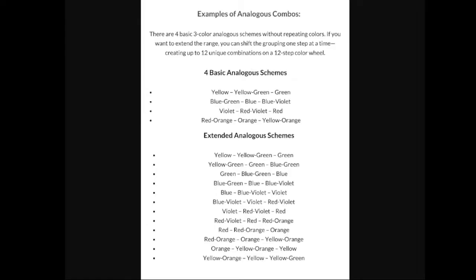There are a number of them, and with analogous color schemes, you can work with three colors or up to five colors. So the three colors, they are basic yellow, yellow green, and green, blue green, and blue, blue violet, and violet, red violet, and red, which we're going to be doing today, and red orange, orange, and yellow orange. But there are more. Those are just a few of them.